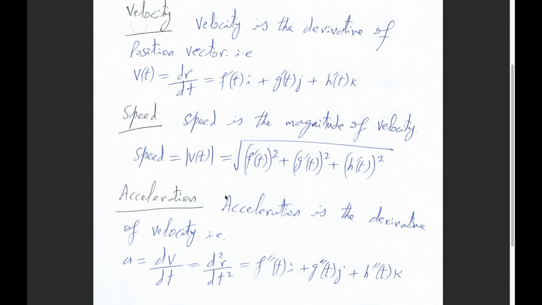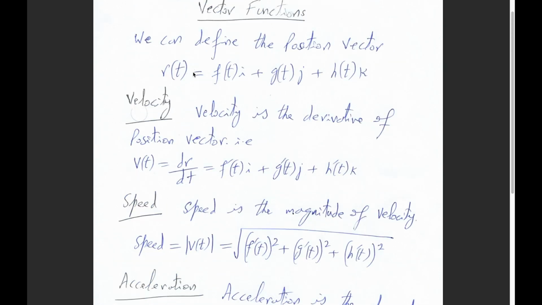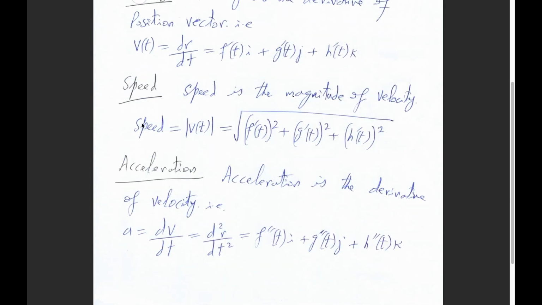Or if we are dealing with the position vector, your position vector was r(t). If we take the first derivative of the position vector, that was our velocity. If you take the second derivative of the position vector, then this will become acceleration. We can write acceleration as dv by dt, or as d square r by dt square. It means two time derivatives of the position vector.